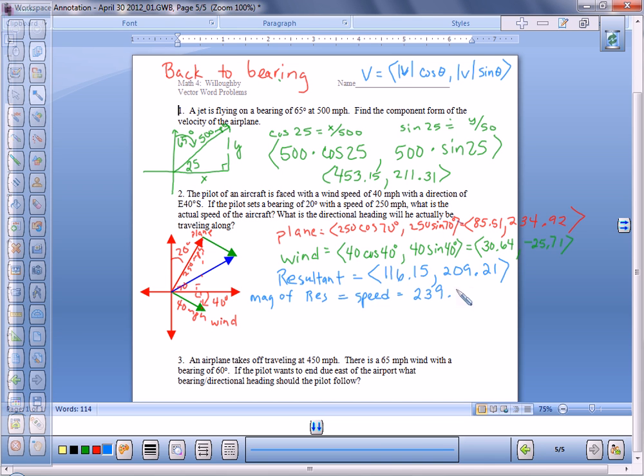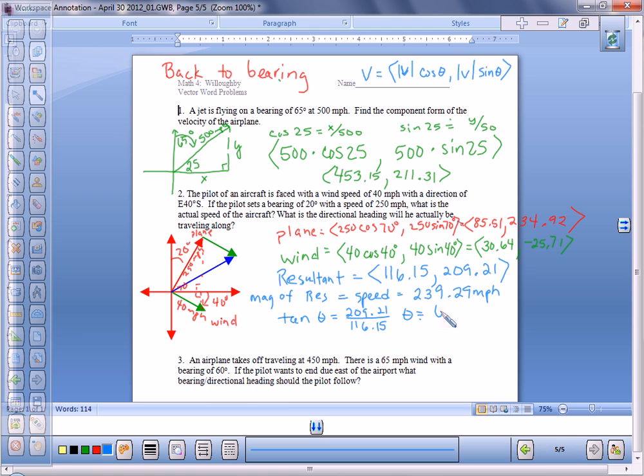Now, the angle is going to be tangent of theta. And what we're looking at is this blue here. We know the x, we know the y. So tangent is the y's over the x's. Opposite over adjacent. So that's 209.21 over the 116.15. And that gives us an angle measure of 60.96 degrees.